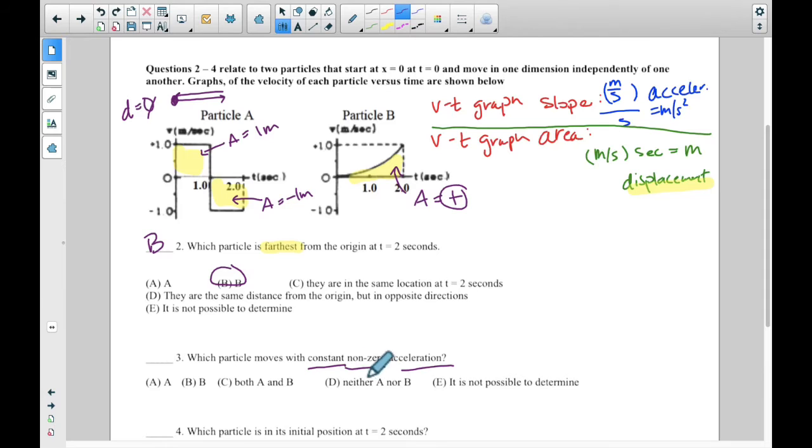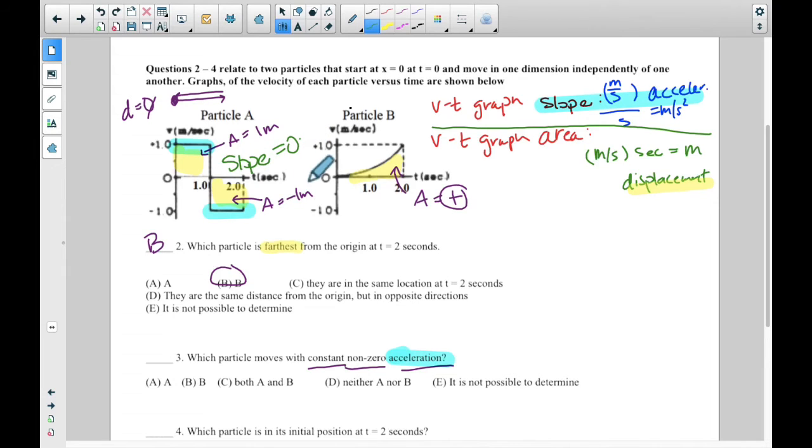Question number 3, which particle moves with a constant, non-zero acceleration? All right, so we're looking at a couple things. Is there acceleration? That's the non-zero part. And is it constant? Particle A, we're looking for acceleration, right? So we're focusing our attention on the acceleration. And since we're focusing on acceleration, we remember that the slope of a velocity time graph is going to give us the acceleration. So let's look. What's the slope of this? What's the slope of this? Each of those has a slope of 0.